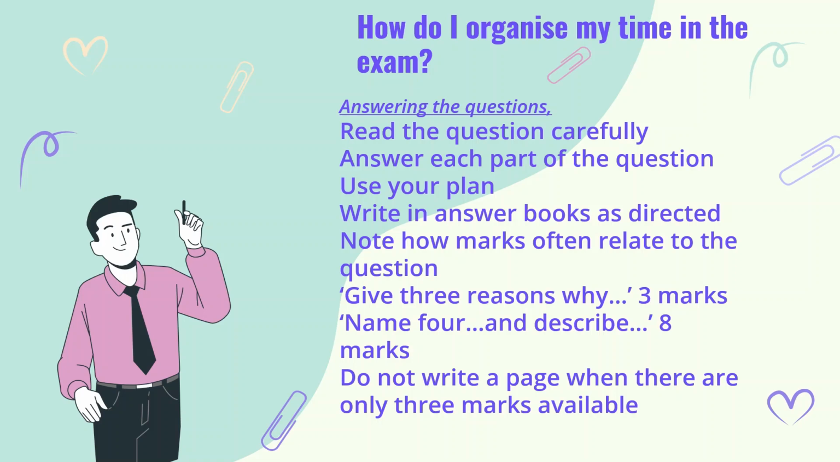So, for instance, if they say give 3 reasons and there's 3 marks, it means literally you just need to give 3 reasons. If they say name 4 and describe and it's 8 marks, it means that you're going to name those 4 things and then describe each of those 4 things. So for each thing that you say, there is going to be a description to that thing. And do not write a page when there are only 3 marks available. Don't try and overdo it because time is limited within an exam.